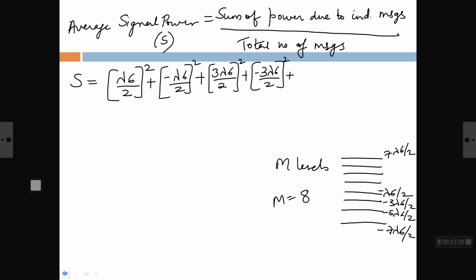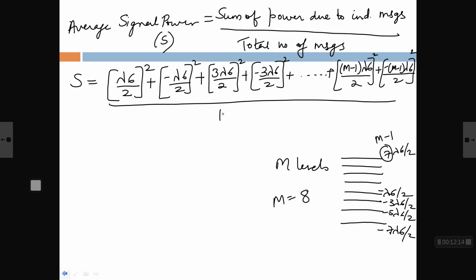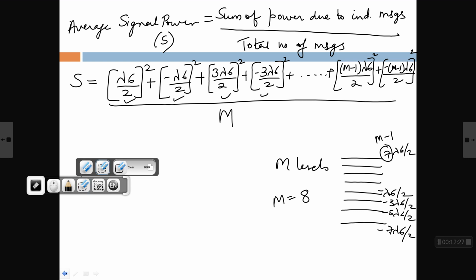So if m is equal to 8, the last level is how much? 7, that is m minus 1. So like this I can go on and write m minus 1 lambda sigma by 2 the whole square plus minus m minus 1 lambda sigma by 2 the whole square. So this is what we get, and divided by m. So now we can simplify this, and since this and this are the same because it is squared, this and this are the same, I can write it as 2 times that.